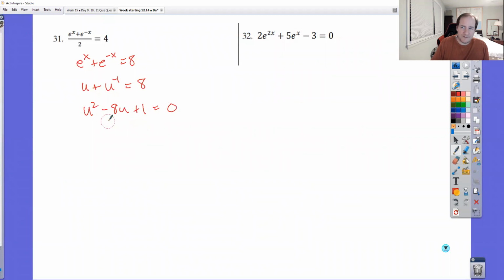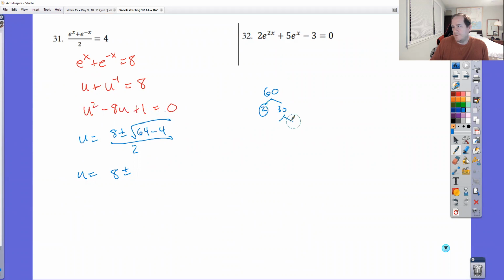It's still not a factorable quadratic, so we're going to use the quadratic formula. Negative b plus or minus the square root of b squared minus 4 times a times c, so minus 4. So it's going to be 60 all over 2 times a, so 2. 8 plus or minus root 60. Is that divisible by anything? Let's find out. It's a 2 and a 30. It's a 2 and a 15. So there's a 4. 15 is just a 3 and a 5.